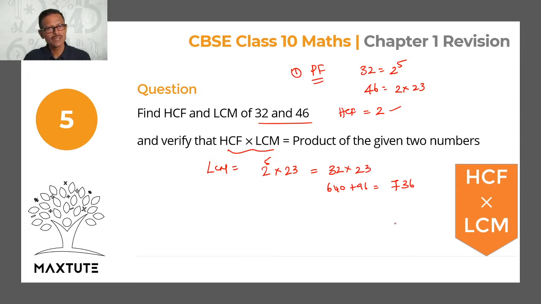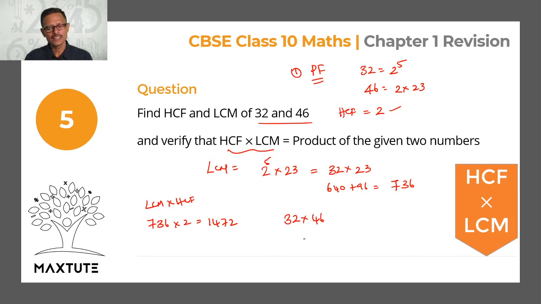We have found out the LCM, we have found out the HCF, both parts done. Let's find out the product of the LCM and HCF. LCM times HCF is equal to 736 times 2, which is 1472. Now let's verify whether that's the same as the product of these two numbers. The product of these two numbers is actually 32 times 46.